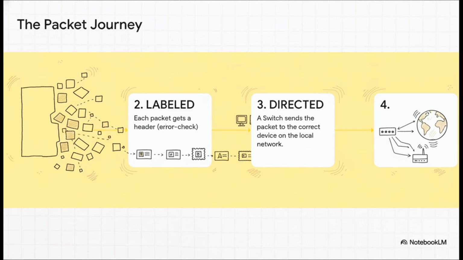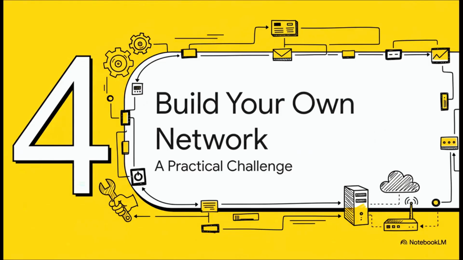For step 3, if it's going somewhere local, your switch directs that packet to the right device. And finally, in step 4, to get out to the big wide internet, your router navigates the best path for it to take across the globe. And all of this happens millions of times a second. It's kind of mind-blowing.